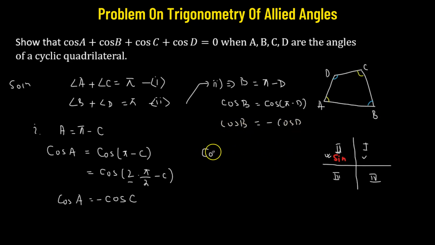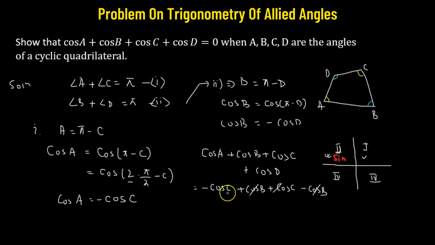Now we take cosine of A and add it to cosine of B. To it, we are also going to add cosine of C and cosine of D. We have obtained that cosine of A is equivalent to negative cosine C, plus cosine B, plus cosine C. And then we have cosine D, which is going to be negative cosine B. So all of the terms get cancelled out and this gives us a value of 0. That means cosine of A, cosine of B, cosine of C and cosine of D added to each other gives us a value of 0, where A, B, C and D are the angles of a cyclic quadrilateral.